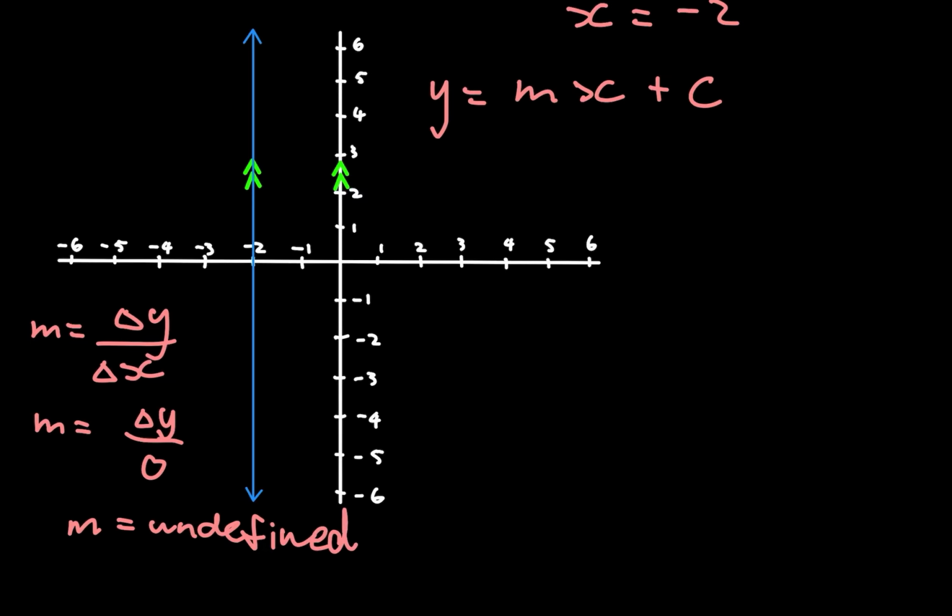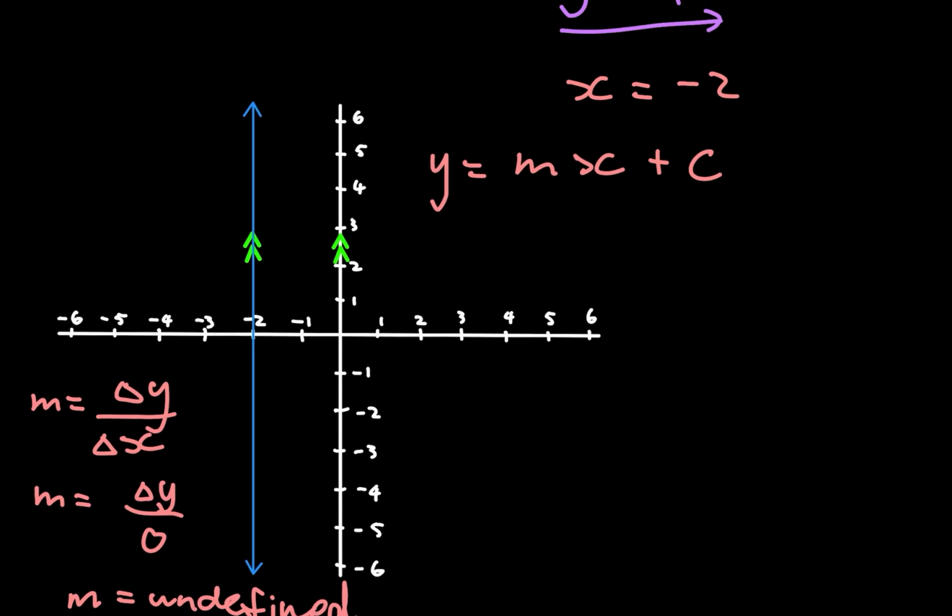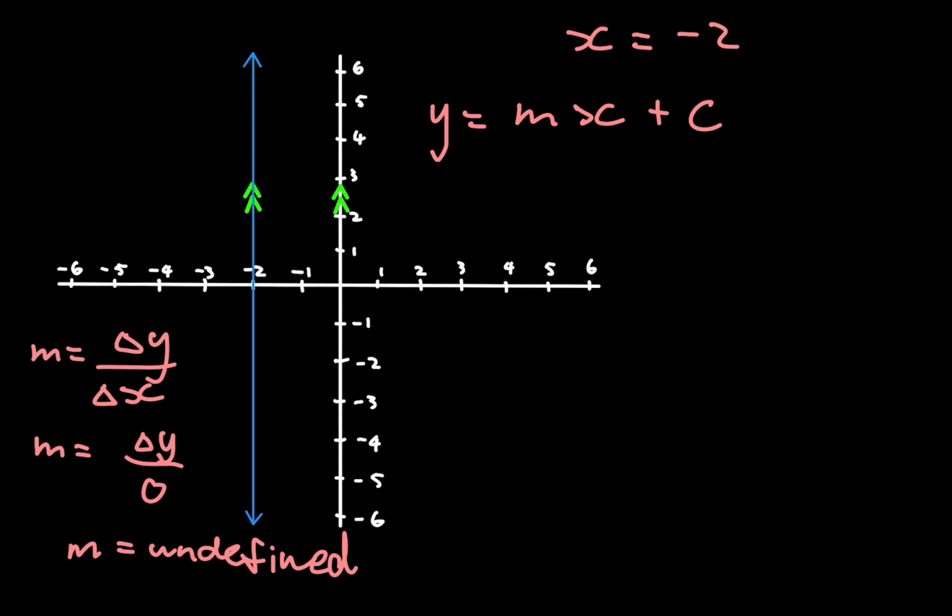So now, if your m is undefined, then you can't really express this graph in terms of x, because you can't multiply anything by x. Your graph is always going to be equal to x, and you're not going to have a y-intercept, so your c value doesn't exist either. So that's why the equation of this graph is simply x is equal to -2.